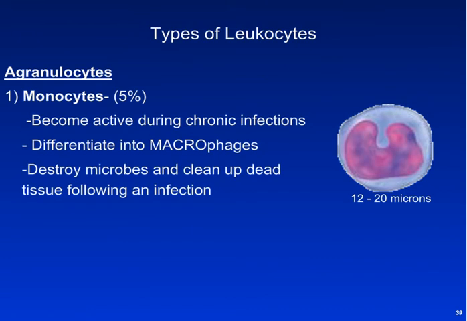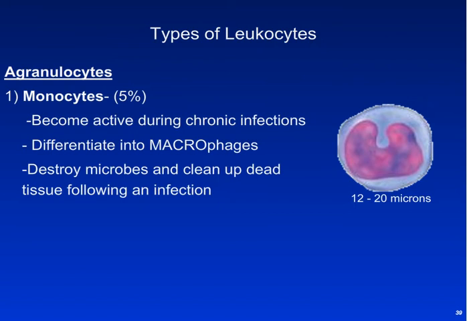Now let's move on to the agranulocytes. As the name implies, there are no granules in these white blood cells. The first of the agranulocytes are the monocytes, which account for about 5% of the circulating white blood cells. Monocytes are large cells which can be anywhere from about 12 to 20 microns, so oftentimes they're over twice the size of a red blood cell, so they're very easy to identify. As I said before, there are no granules in the cytoplasm, and the nucleus here is quite large. It is often horseshoe-shaped or at least kidney bean-shaped.